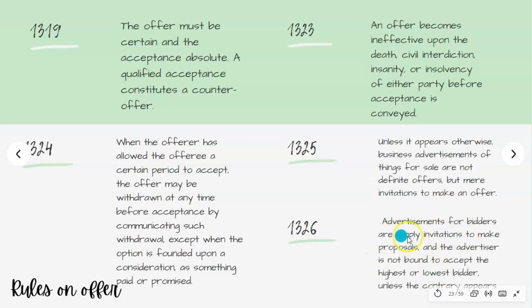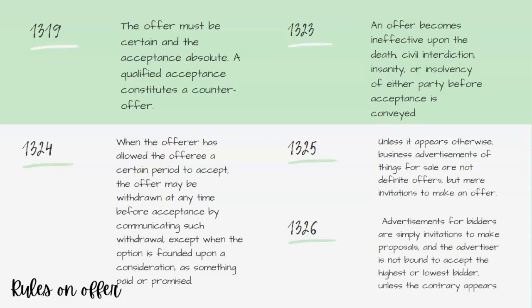How about advertisement for bidders as provided under Article 1326? These are not also considered as offers but simply invitations to make proposals. Hence, as a rule, the advertiser is not bound to accept any bid, whether it may be the highest or lowest, unless the advertisement contains language subject to the interpretation that the intention is to let the contract to the highest or lowest bidder. Here, the bid proposals or quotations submitted by the prospective suppliers are the offers and the reply of the proposer, the acceptance or rejection of the offers.